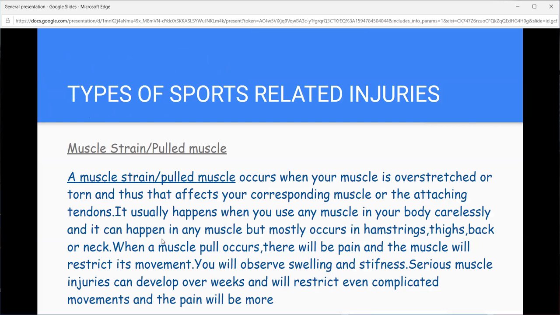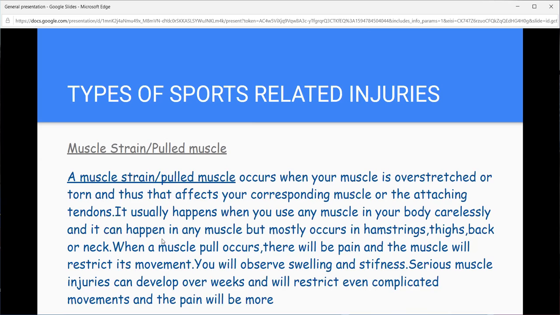So, types of sports related injuries. Muscle strain, also known as pulled muscle, occurs when your muscle is overstretched or torn. So, basically, imagine you're running and you stretch your leg too much. I mean, when you take a very huge leap and your body is not used to taking such a huge leap. When you usually run, you don't take such a huge leap. But suddenly, you think that if I take a huge leap, I'll win or I'll start running faster. So that's when your muscle is overstretched or torn, and that affects your corresponding muscle or the attaching tendons.